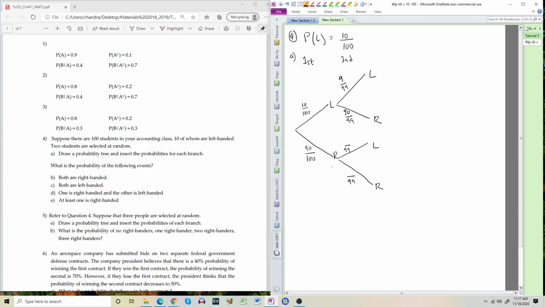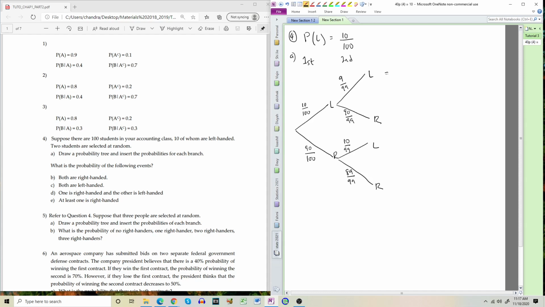Now here you have chosen right-handed as the first student and you choose a left-handed as the second student. Left-handed is untouched, so still 10 here, but right-handed will reduce by 1 because you have chosen the first student as right-handed, so it is 89 here. That's how we get the tree diagram. Of course here you can write L, no problem.